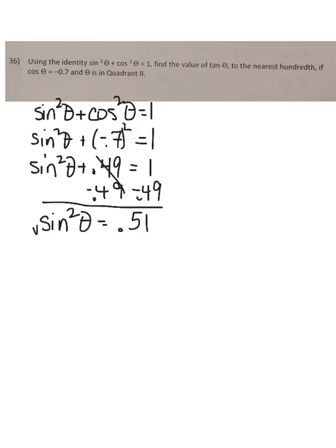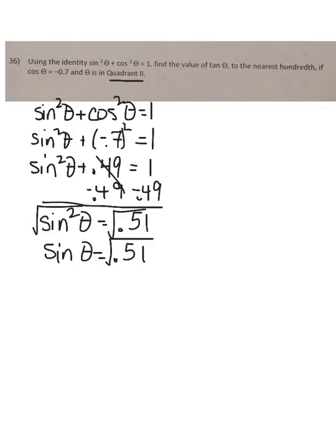Okay, so I need sine theta, so I'm going to take the square root of both sides. So I have sine theta equals, or I should say, the square root of 0.51. Okay, now this is why it's similar to the last one, because two things. First of all, it says that we are in quadrant 2. And remember, in quadrant 2, sine is positive. So let me just backtrack a second here. So that's good. I don't need a negative sign here because I'm in the second quadrant and sine is positive there.